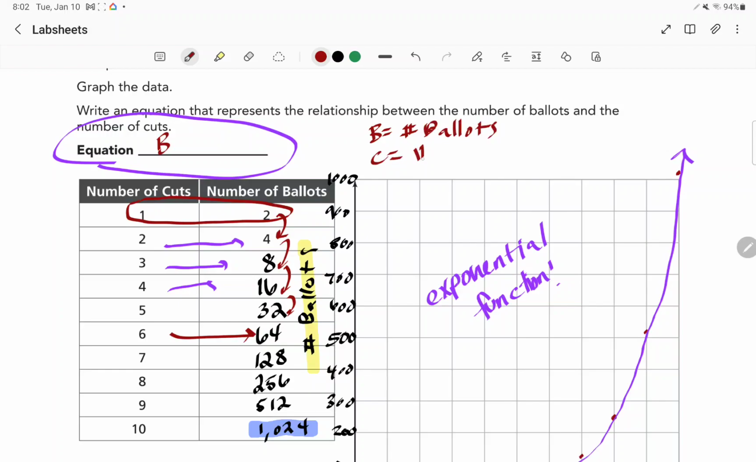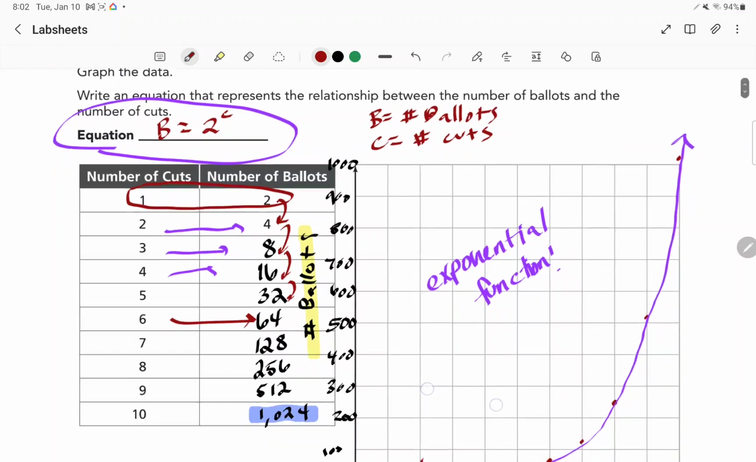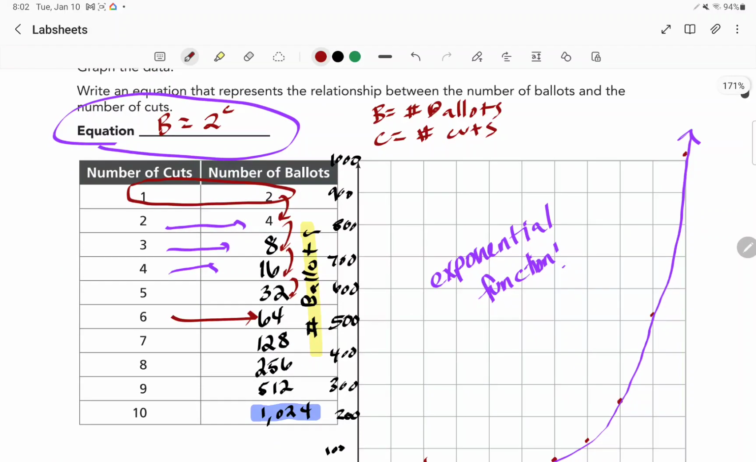And little c is equal to the number of cuts that you have to make. So the total number of ballots is equal to 2 to the power of, we use c for the number of cuts, so it's going to be c. Okay, and we can test that out, and we might have to use our calculator for some of these because it gets tedious, but let's jump at 4.